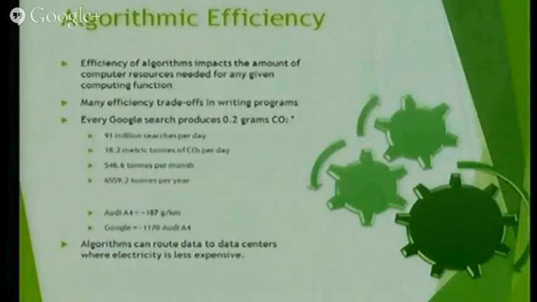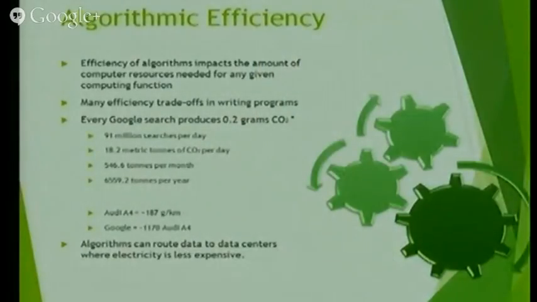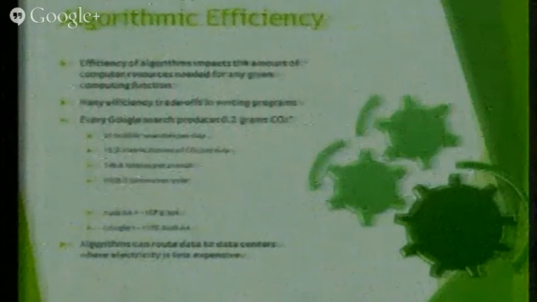And if we see the number of Google searches per day, they are nearly 91 million. And these 91 million generate nearly 18.2 metric tons of carbon dioxide per day, which means 546.6 tons per month, and which means 6,559.2 tons per year. And the emissions of these harmful gases is equivalent to 1170 Audis A4. So Google generates pollution equivalent to 11,070 Audis.